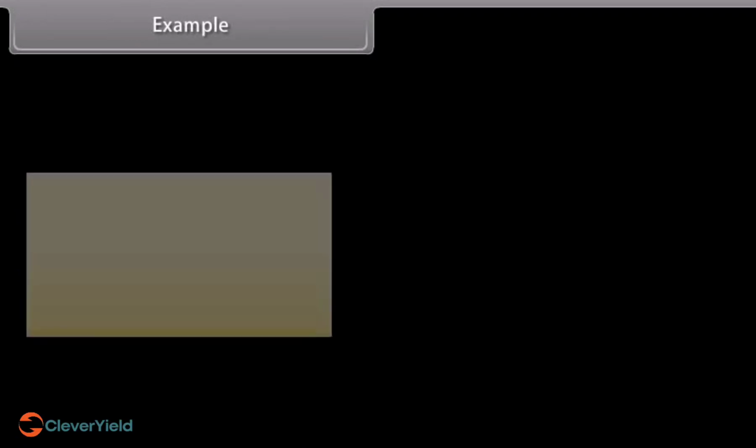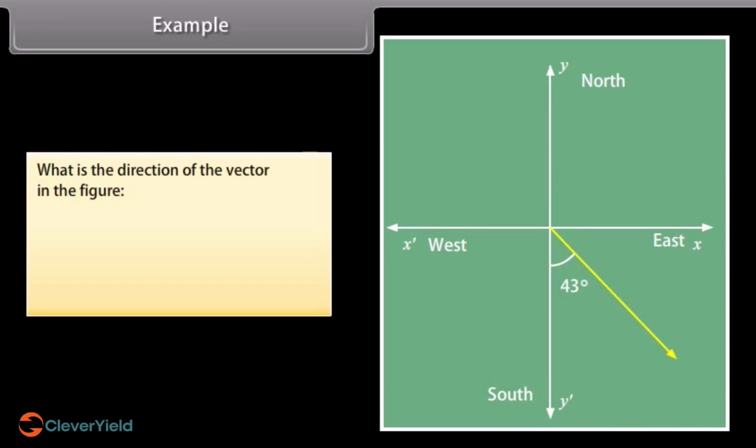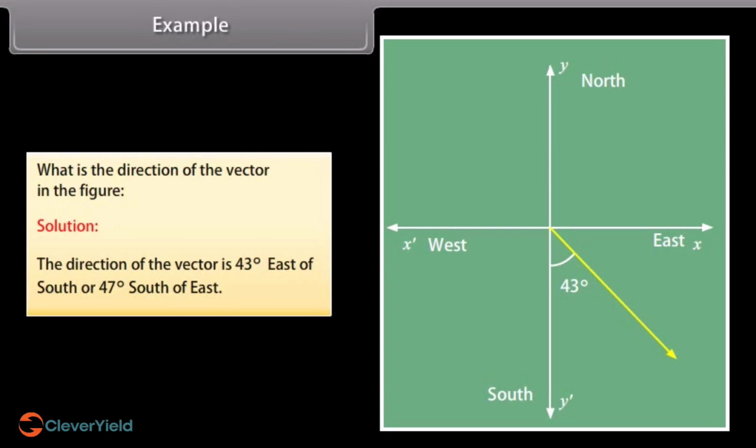Example. What is the direction of the vector in the figure given below? Solution. The direction of the vector is 43 degrees east of south or 47 degrees south of east.